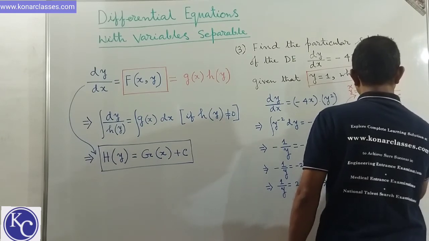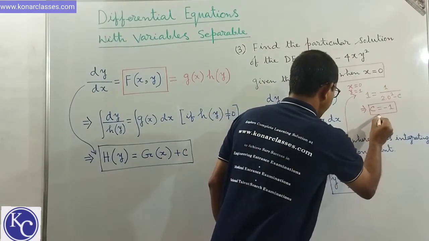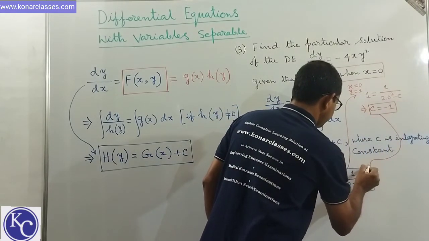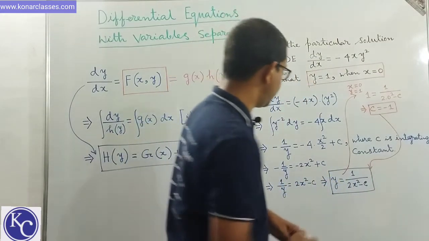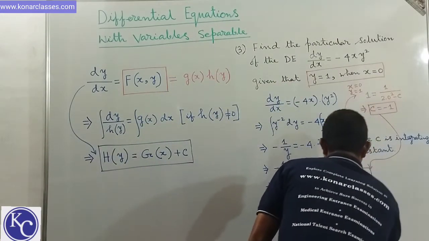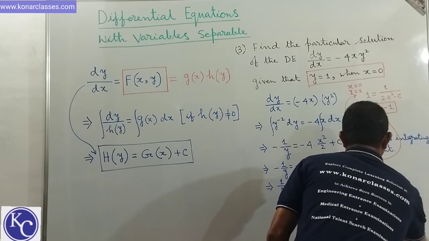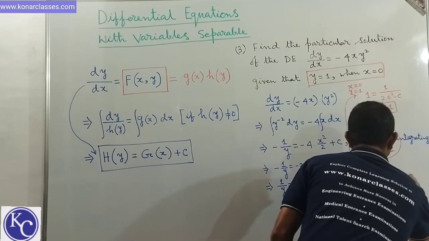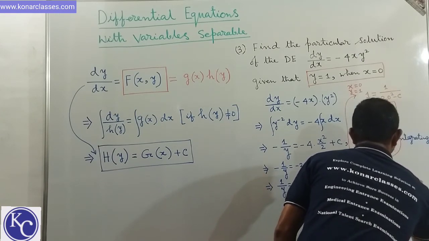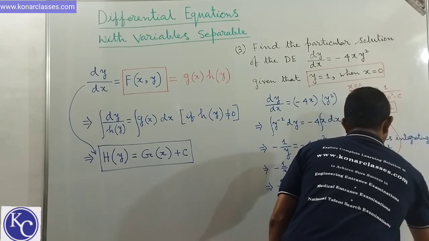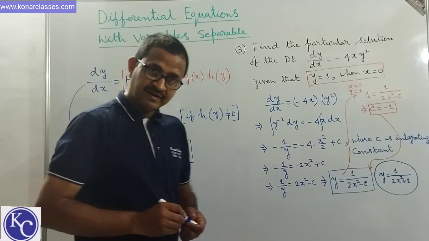Now that value of c as minus 1 we will apply back here. Okay? And what we are going to get? We are going to get the particular solution as, we can write it here, that y is equal to 1 by (2x square plus 1). This is the particular solution. Okay? I hope you got a very clear idea.